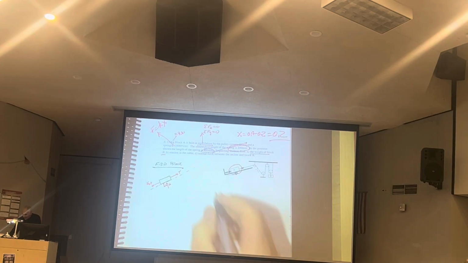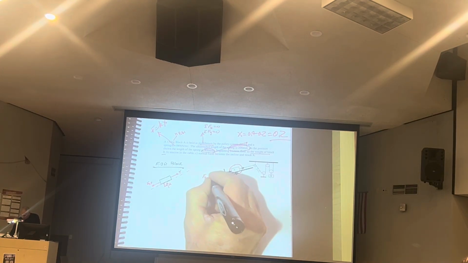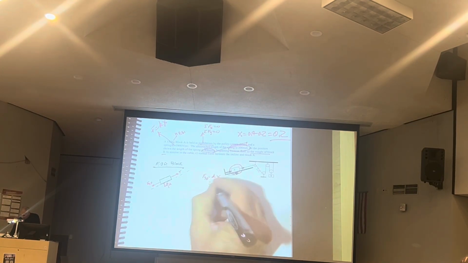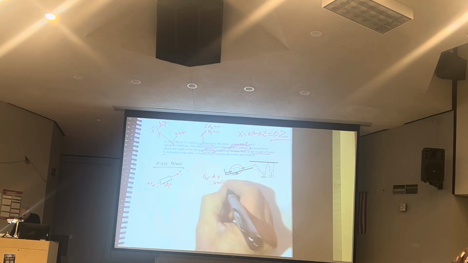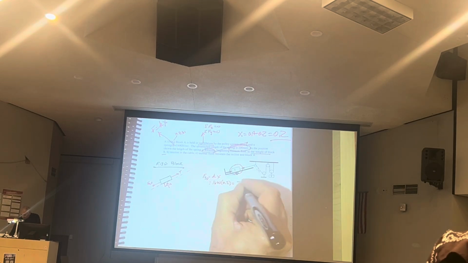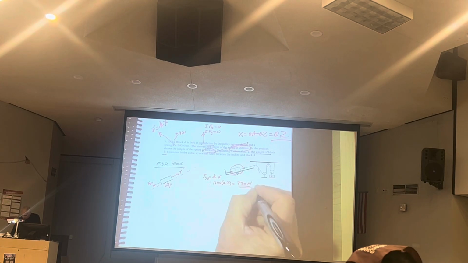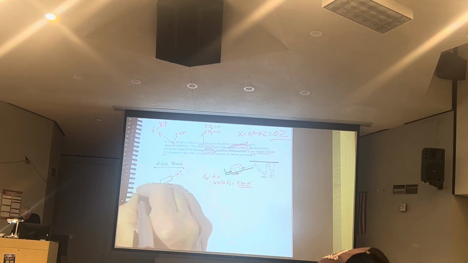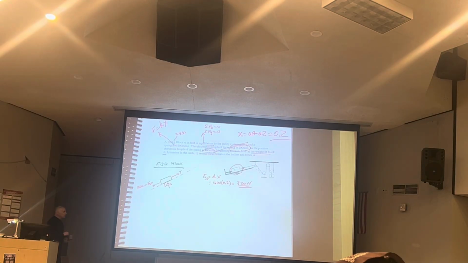I'm going to show some spring force. And by the way, I know what the spring force is. Spring force is k times x, 1600 times 0.2. That's 320 newtons. So I already know what this guy is, due to Hooke's law.